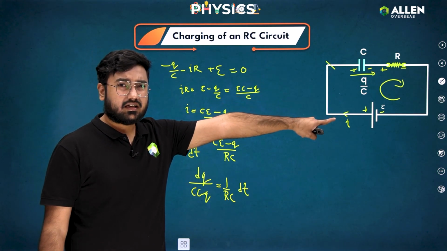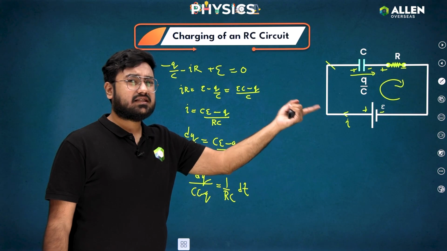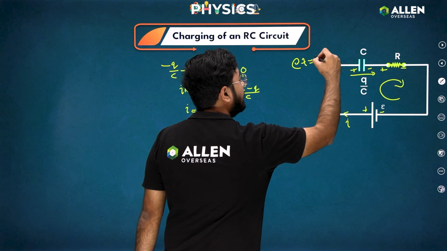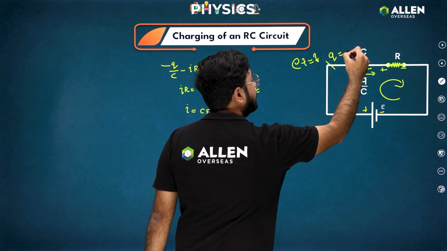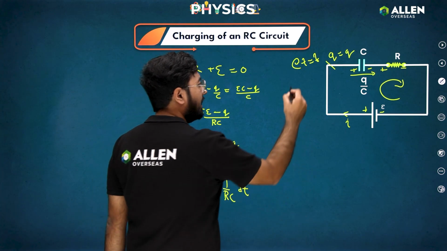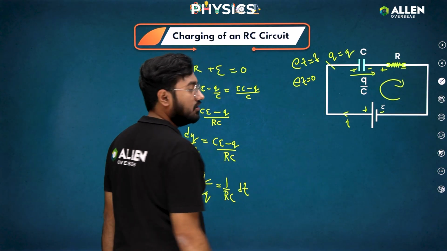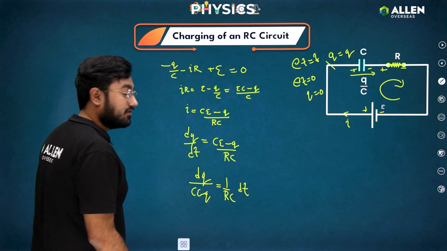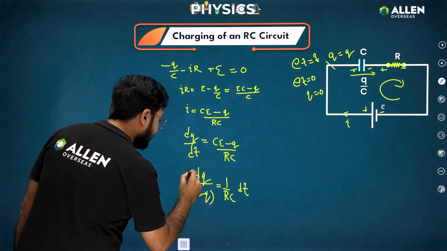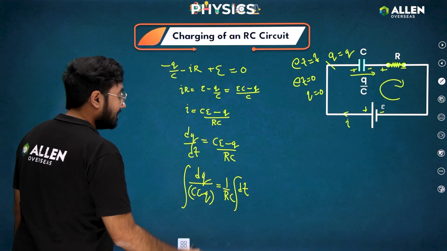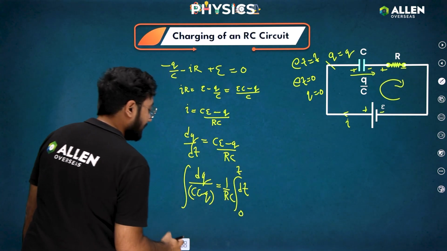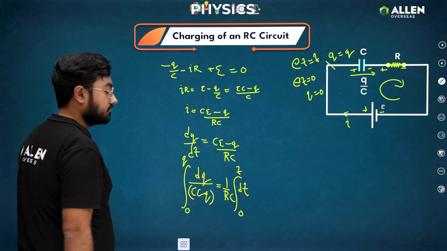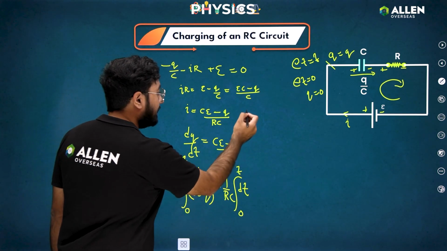Now I am talking about how much is the charge at any time t. I am saying at t equal to t, the charge is Q, and at t equal to 0, the capacitor was uncharged, absolutely, Q was 0. So I have my limits. I know my limits. So time varies from 0 to t, and charge varies from 0 to Q. Integrate this thing.